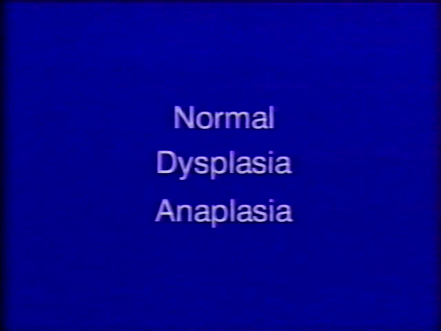In the pathogenesis of cancer, normal tissues do not suddenly become anaplastic. The term dysplasia refers to a pre-malignant state, in which a tissue demonstrates histologic and cytologic features which are intermediate between normal and anaplastic. Dysplasia is considered to be at least potentially reversible.